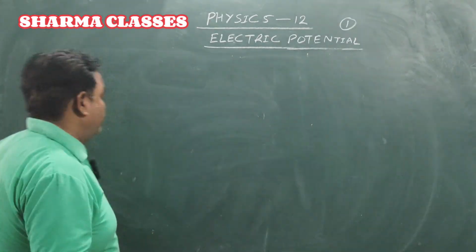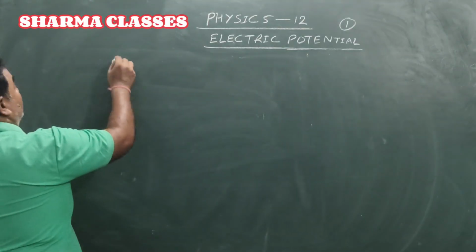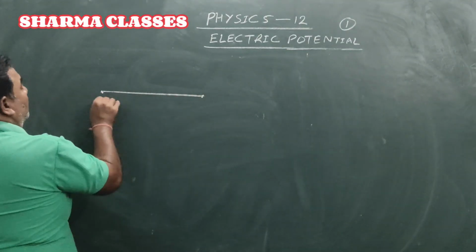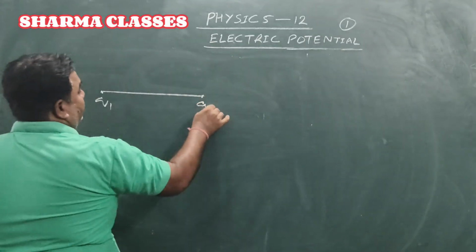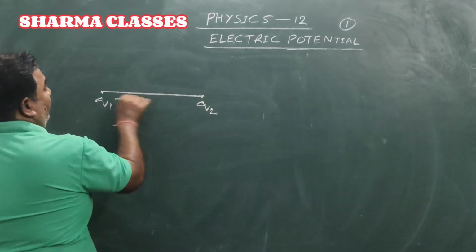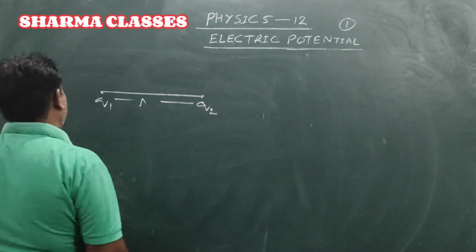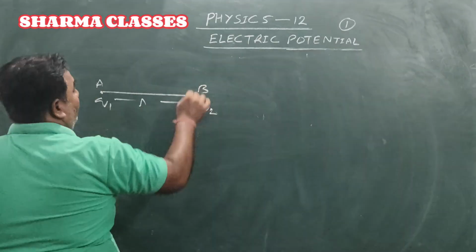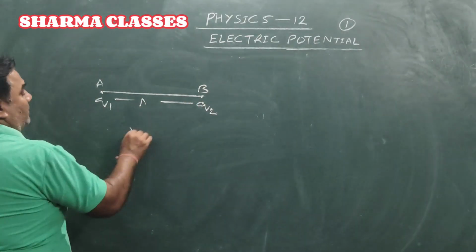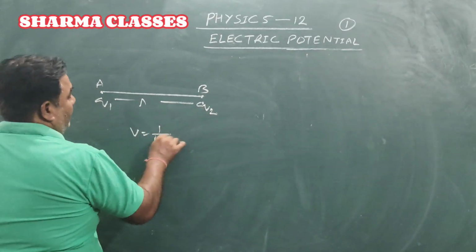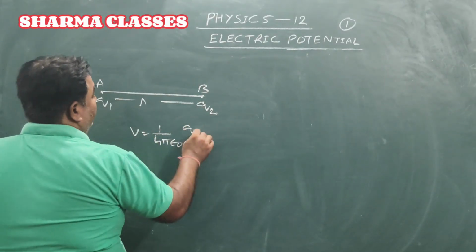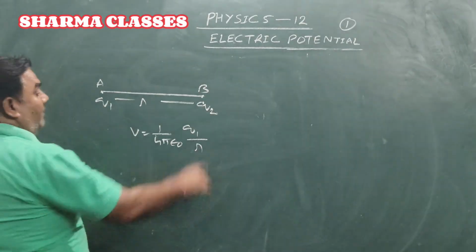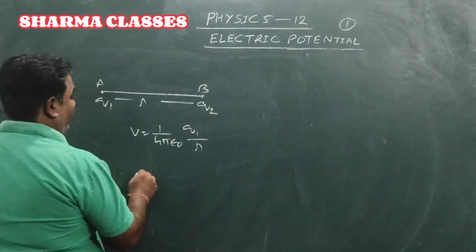Formula of potential energy. Suppose two charges Q1 and Q2 are placed at a distance r from each other. We have to find out the potential energy of this system. So first we find out the potential at this point due to this charge. V is equal to 1 upon 4 pi epsilon naught Q upon r.